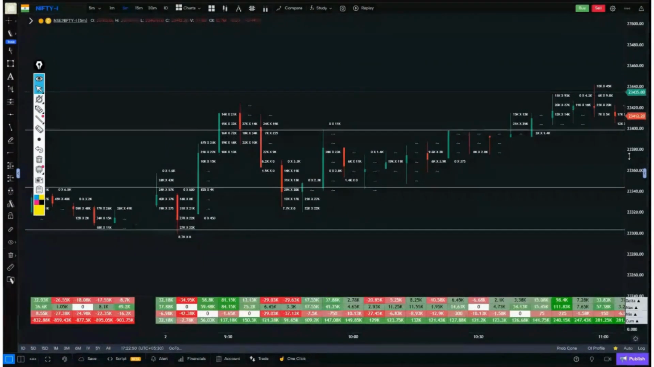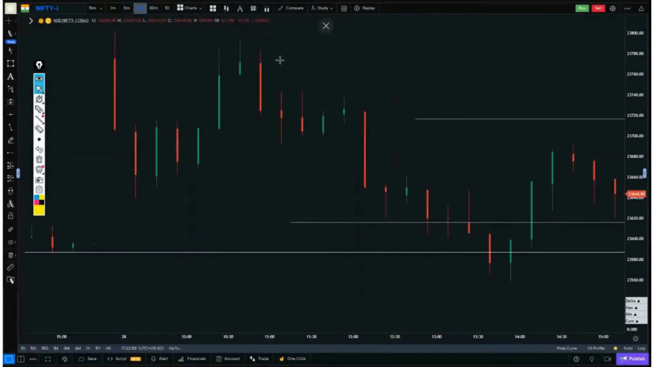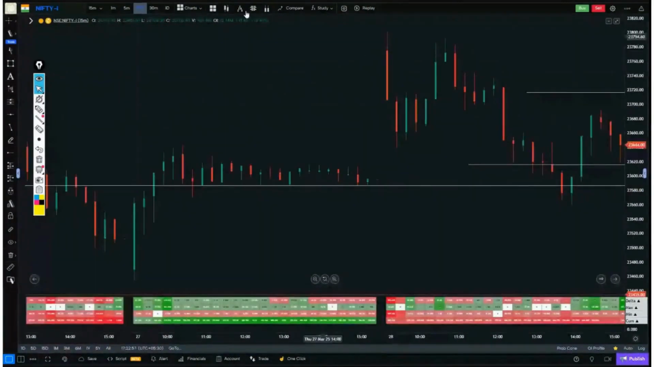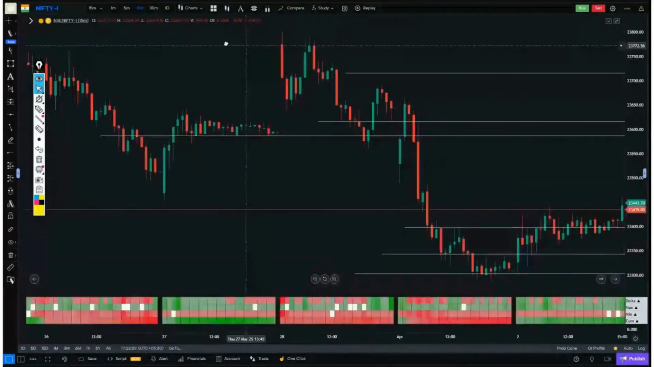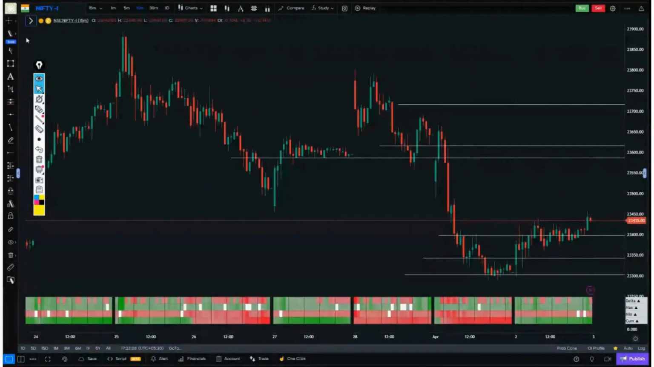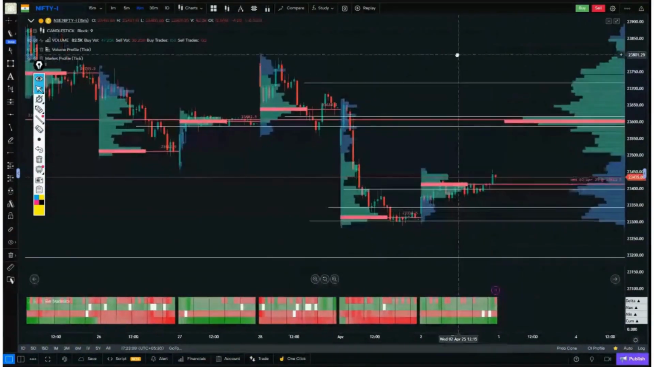Okay, so let's take a look at the footprint once. How to see confirmations on the volume profile, what levels are there, and all that. Once the volume profile gave a confirmation, and we simply marked it according to yesterday's volume profile.